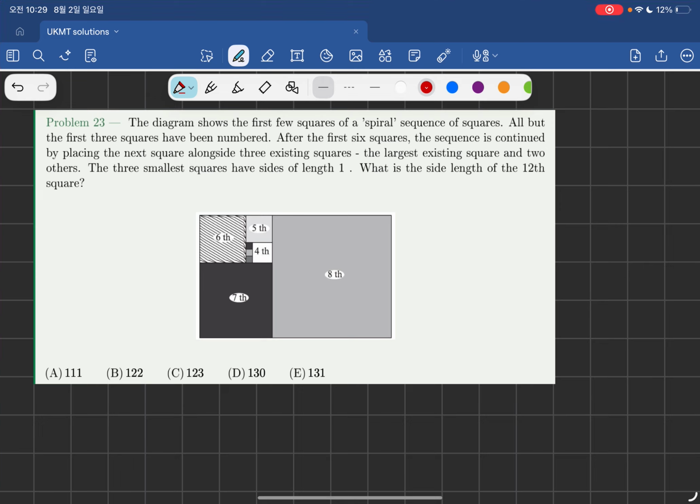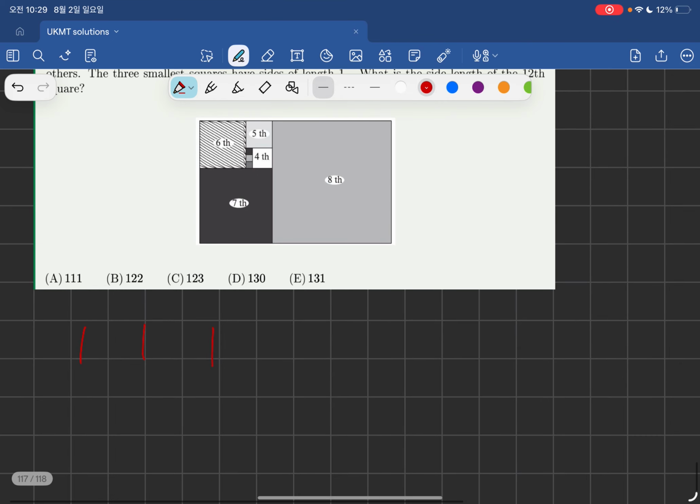Now this question is quite similar to the Fibonacci sequence, the spiral sequence. However, the first 3 numbers are the same, so it's slightly different. But let's just write down the sequence. So we have 1, 1, and 1 for the first 3 squares. And so we have 3 as our 4th square.